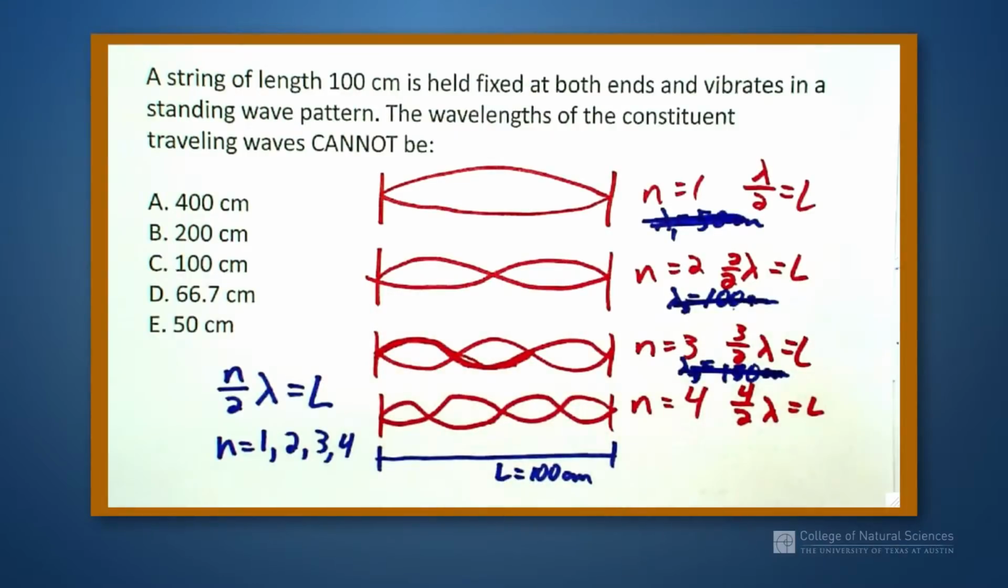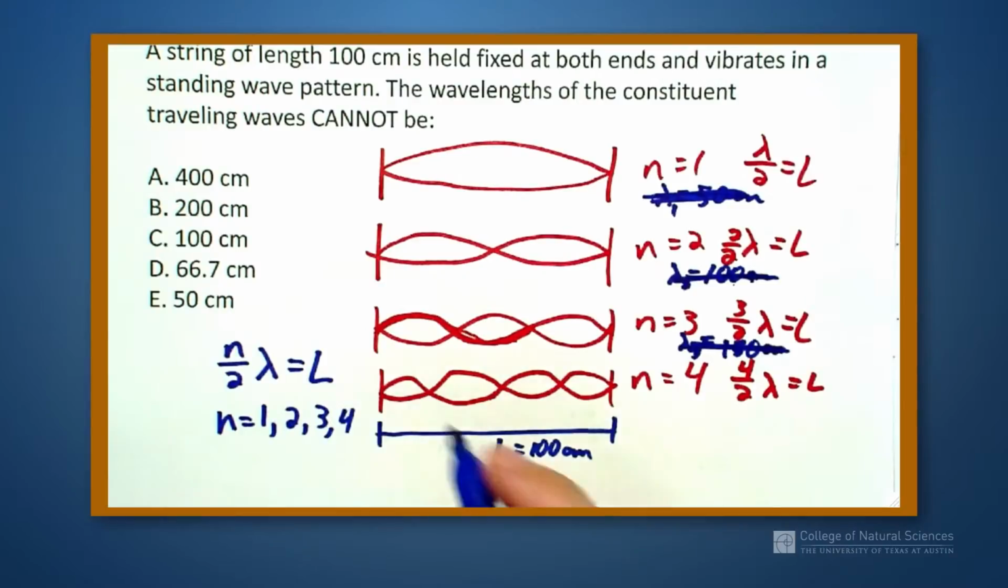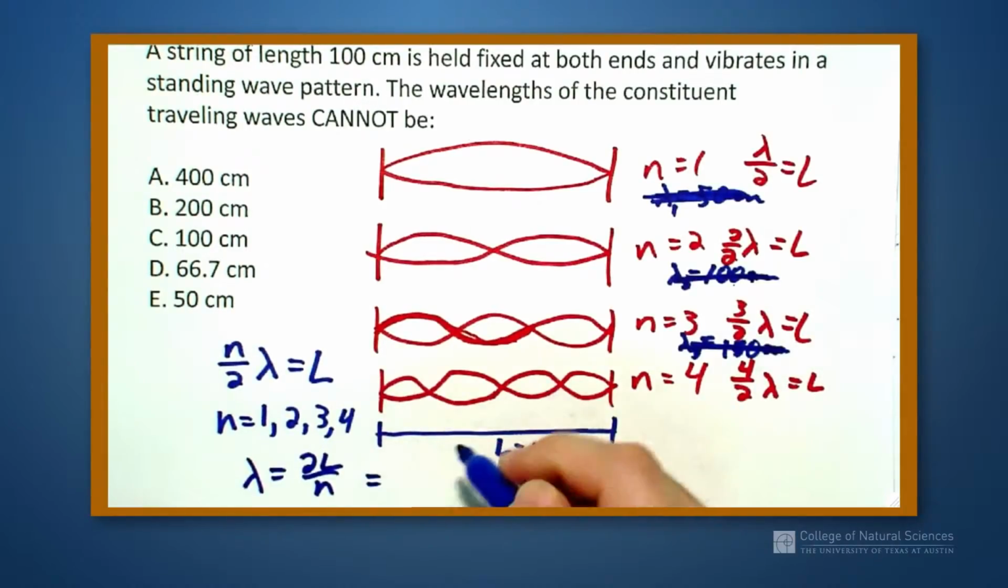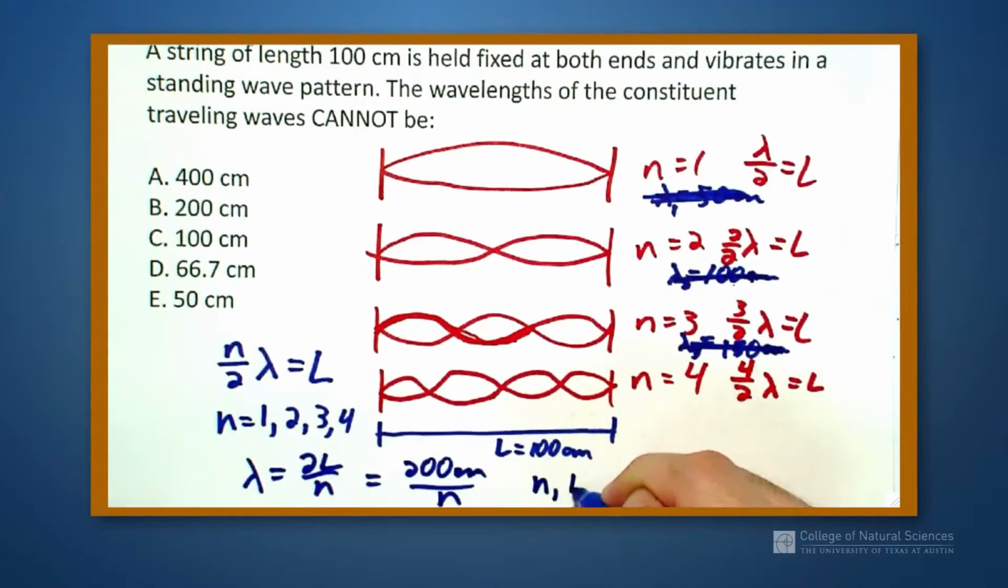I have to invert this. This equation right here says that lambda is equal to 2L over n, which is equal to 200 centimeters over n. So anything that I can get by dividing 200 by n, with n being 1, 2, 3, 4, and so on and so forth, is going to satisfy this. I was solving for the wrong thing. Maybe we all make mistakes.